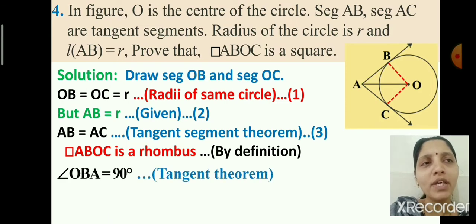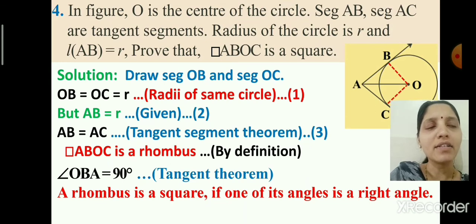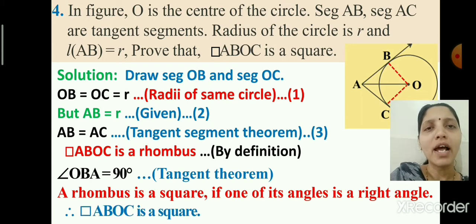Now angle OBA is equal to 90 degree, because here this AB is the tangent to this circle and OB is the radius, and we know that radius is perpendicular to the tangent. Therefore, a rhombus is a square if one of its angle is a right angle, that you all know. Therefore, we can write here quadrilateral ABOC is a square. So this is the proof for this question. I hope you all have understood this. Very simple sum.